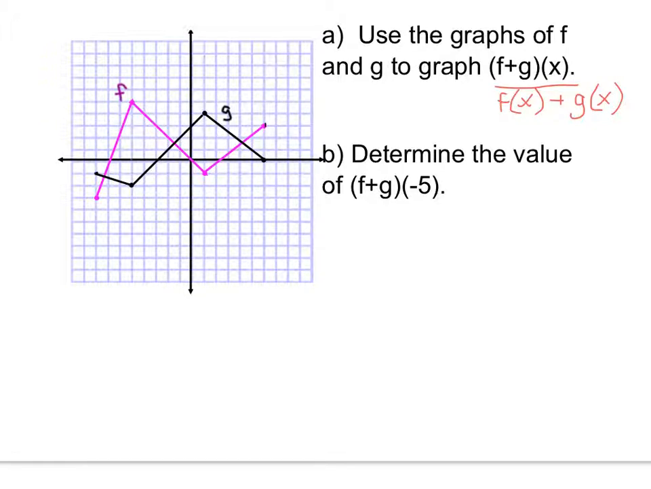So, for example, I'm going to look right up here at 1, 2, 3, 4, 5, 6, 7, 8, at negative 8. At negative 8, if I add the two y values together, I get negative 3. So negative 1 plus a negative 3 is negative 4. So I'm going to go to negative 4, and that's going to be on my graph.